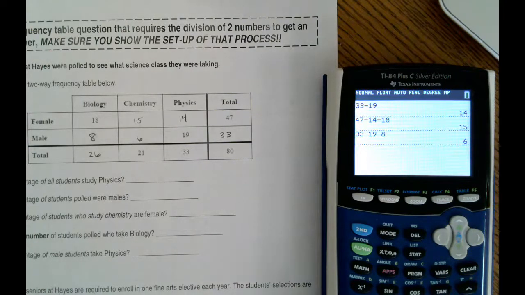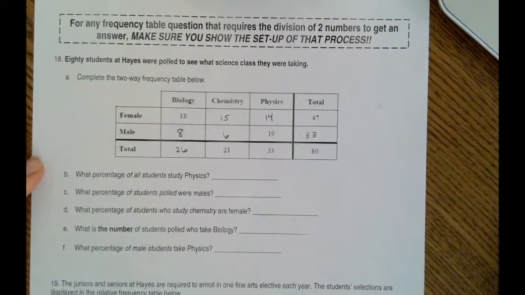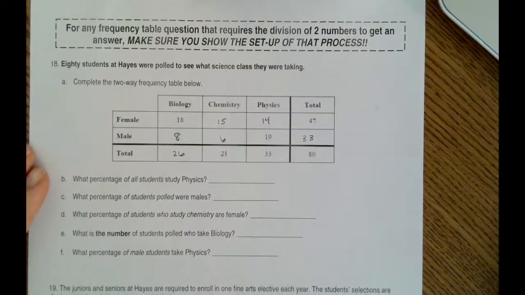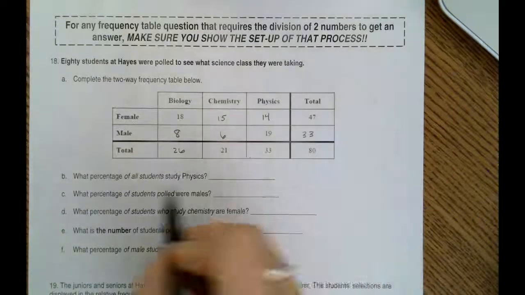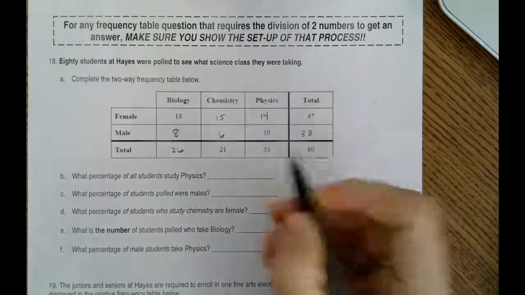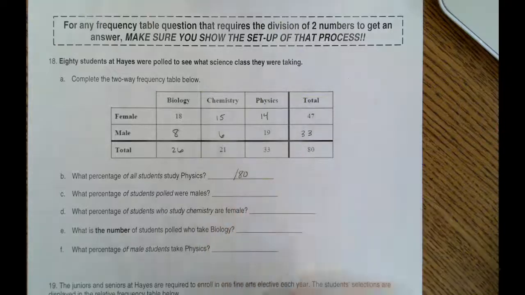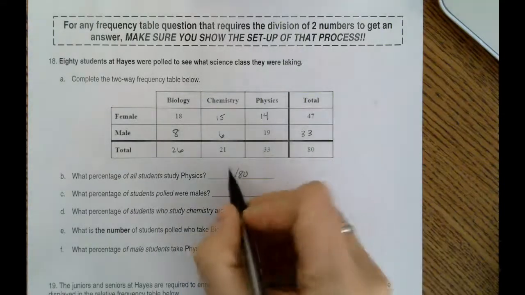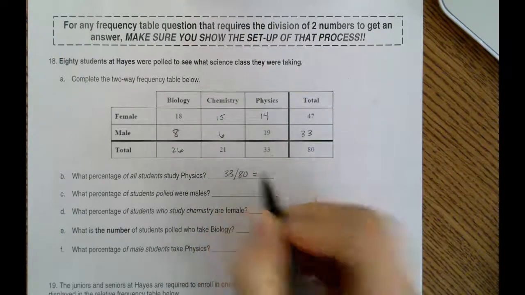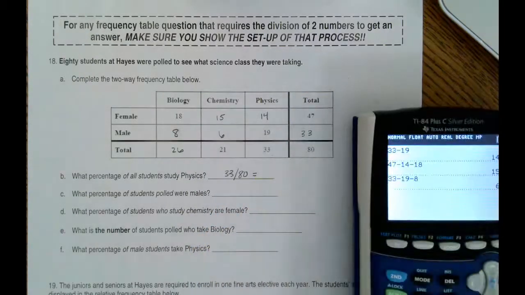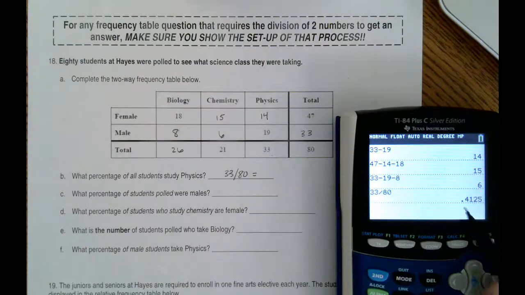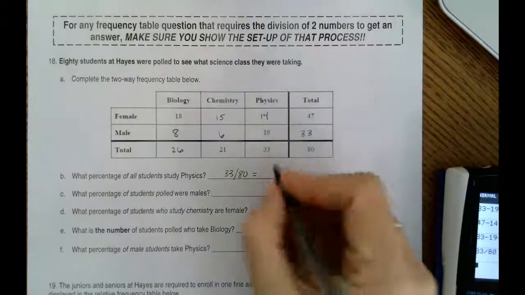Okay, part B, it says what percentage of all students study physics? So if we're talking about all students, that's our total of 80. So we're going to divide by 80. The total physics is 33. So we do 33 divided by 80 to get our percentage. This would be, if I move the decimal, 41.25%.